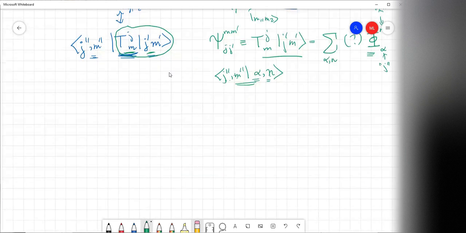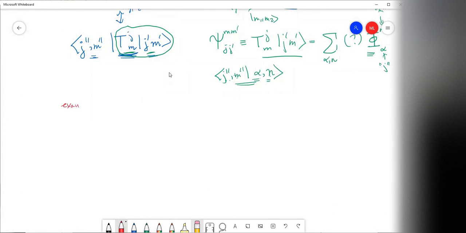So for example, we had the scalar operator S. If we think about that, what is the matrix element here of J prime, M prime, S, JM? Well, that's easy because we know it's a scalar, so it doesn't rotate at all under rotations, and moreover, it commutes with J squared.